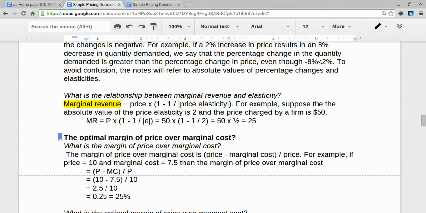It's price times 1 minus 1 over the absolute value of E. The price is 50. The absolute value of elasticity is 2. So we plug that in there and we're going to get 50 times parentheses 1 minus 1 over 2, which is 50 times 1/2, which is 25. When the price elasticity is 2 and price is 50, marginal revenue is going to be 25.